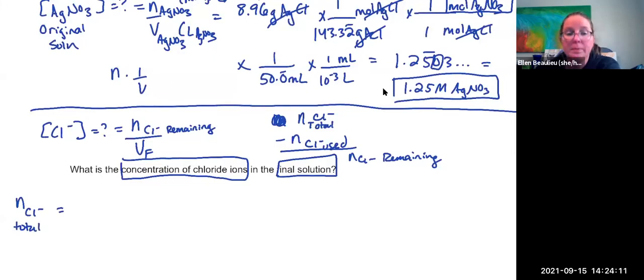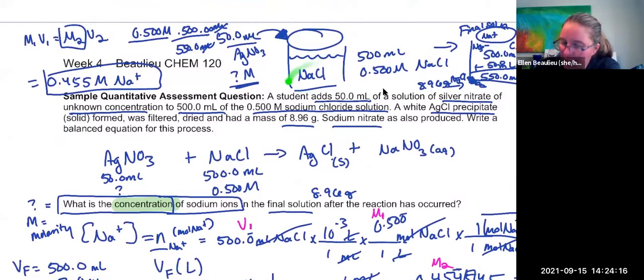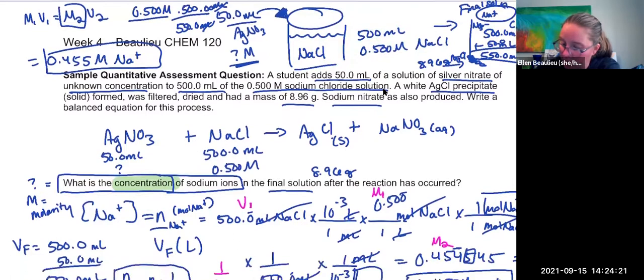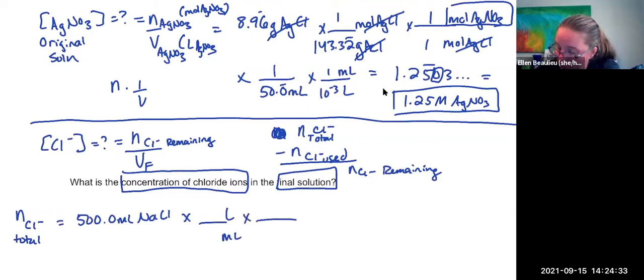Let's start with total. Where did the chloride come from? Well, all the chloride came from this sodium chloride solution, and I know its volume and I know its molarity. So I know I had 500 milliliters of sodium chloride. I know its molarity, which relates to liters. So I'm going to get out of liters and into moles of sodium chloride using that molarity, so that I can relate sodium chloride moles to chloride moles.